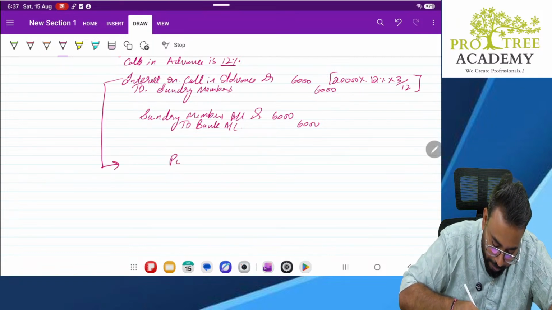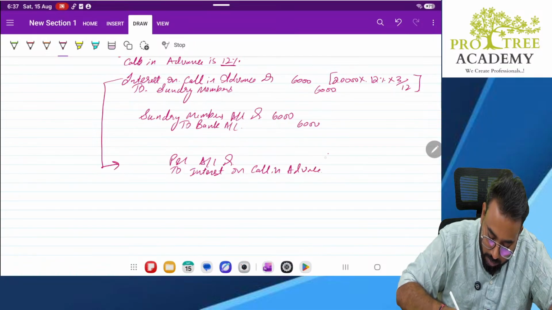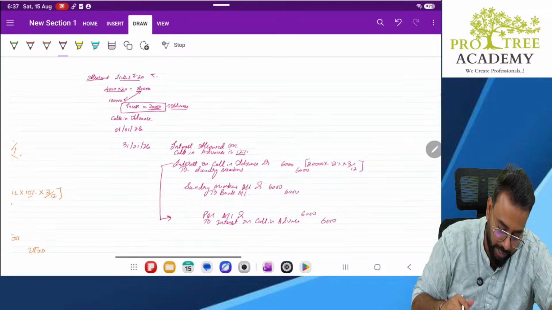So what is the entry? P&L account debit to interest on calls in advance, 6,000, 6,000. These are the journal entries for calls in advance.